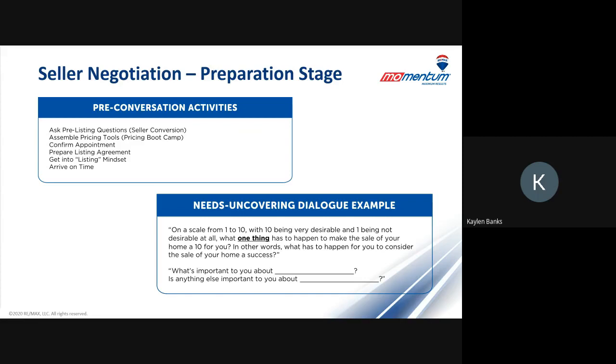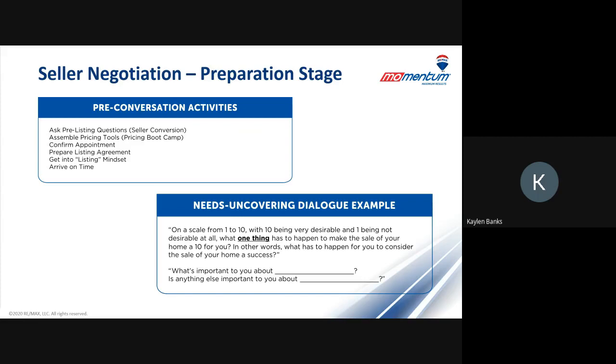Next, once you've gathered information on what is important to them, you need to prioritize that. This is where that script comes in, and it probably sounds familiar because we cover it in listing conversion too. On a scale of 1 to 10, with 10 being very desirable and 1 not being very desirable, what's one thing that must happen to make the sale of your home a 10? Then you branch from there. Okay, I know what your 10 is, what's going to be your 10 plus or your 10 plus plus, what's going to make your experience the greatest, and then even better than that? However you want to word it, something similar can help you uncover what's going to give them the best experience with you and for this transaction.